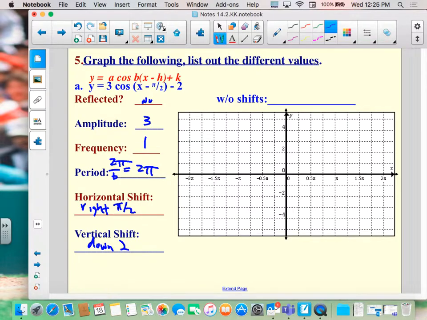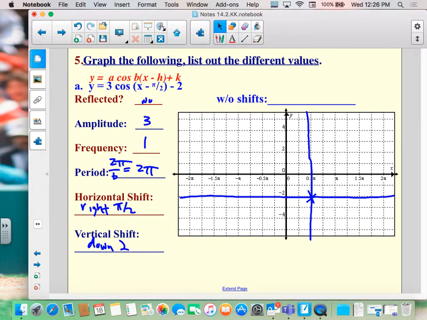I'm going to go to the right, pi over 2, and draw a new y-axis. I'm going to go down 2 and draw a new x-axis. Here is my new origin. Notice where it was shifted. Right pi over 2 and down 2. Now, if you can picture a cosine wave starting here, it will really help you out as you take a look at the graphs and work backwards.